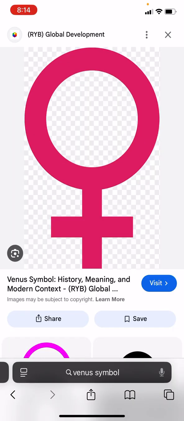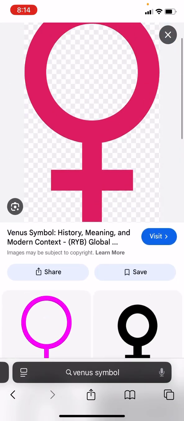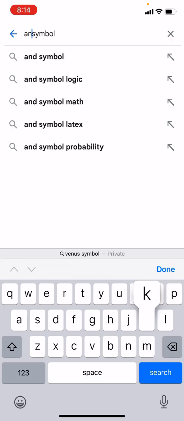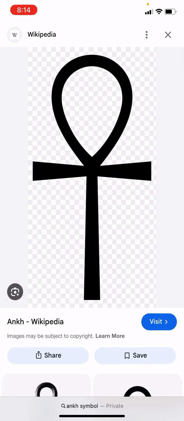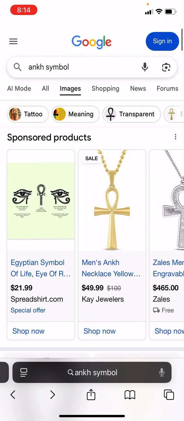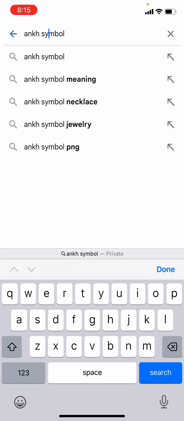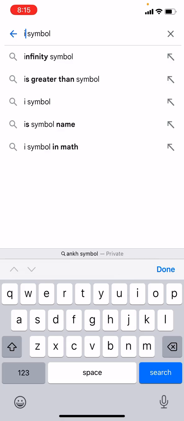What does this symbol look like to you? This kind of reminds me of a certain symbol, which is the Ankh, right? The Ankh symbol, which we all know the Egyptian Ankh represents life, right? So let's go to the symbol of Inanna, right?